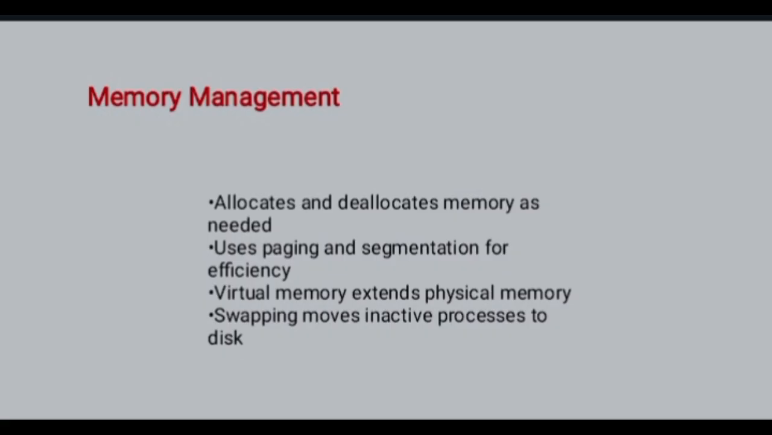This slide describes memory management. The OS manages the computer's memory, allocating it to processes when they need it and taking it back when they are finished. It uses techniques like paging and segmentation to efficiently organize and utilize memory. Virtual memory creates the illusion of having more RAM than is physically available by using disk space as an extension of RAM. Swapping is the process of moving inactive or less frequently used parts of processes from RAM to the disk to free up memory for other processes.